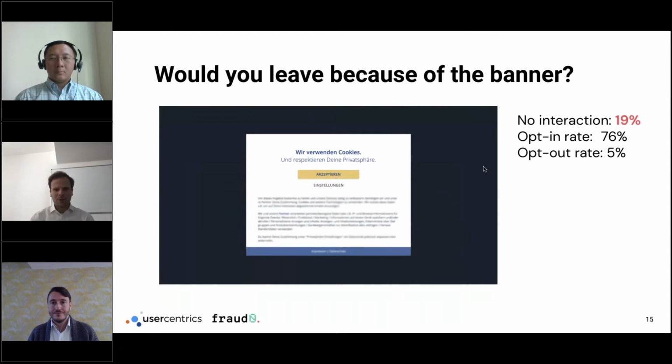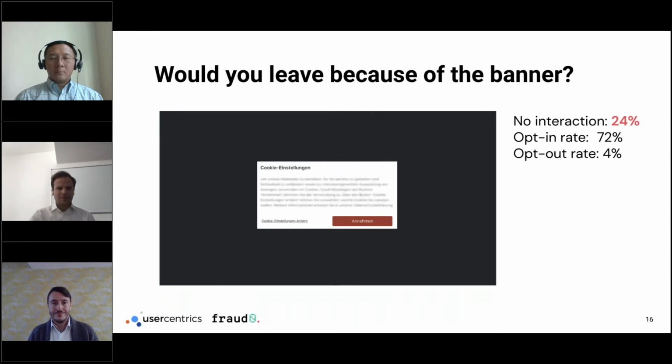I mean, if you want to get information about the last football game, for example, would you leave in a scenario like that one? Well, 19% are. And in our next example, if you go to a website and you're looking for a present for your wife or for your husband, for example, like some flowers, would you leave from this website? And the same situation is here. Well, 24% are leaving and don't interact with the privacy solution.